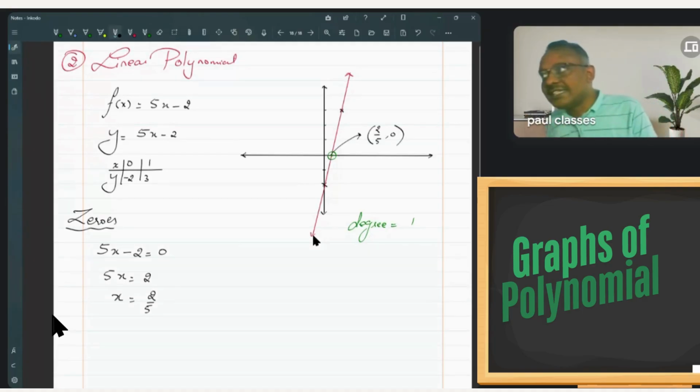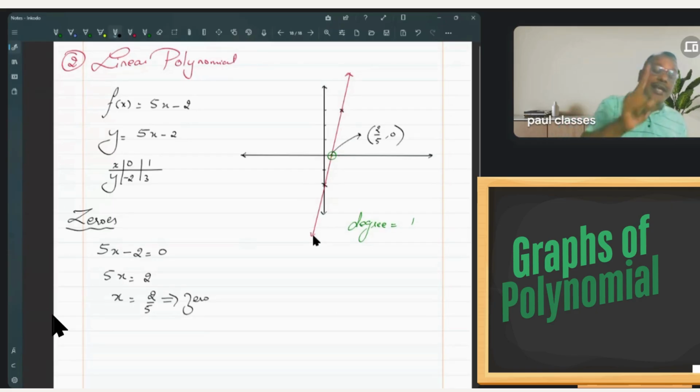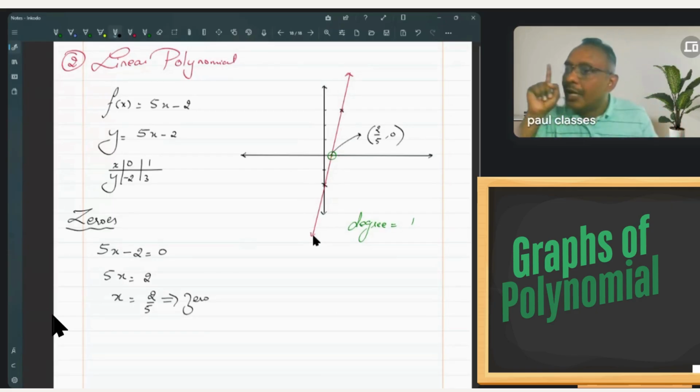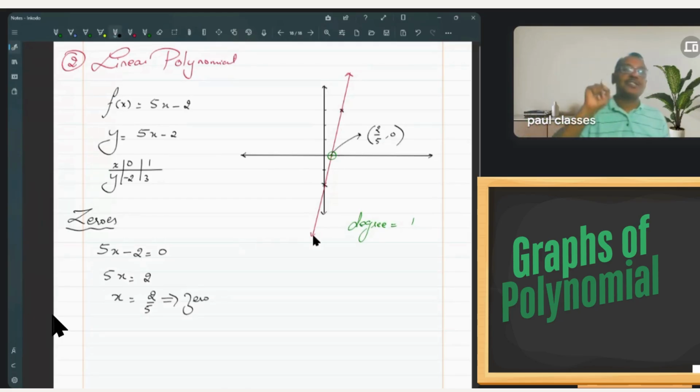This point here is actually (2/5, 0). So this is the zero of the polynomial. A linear equation can have a maximum of one zero ही हो सकता है. एक straight line x axis को एक से ज्यादा बार काट सकता है क्या?